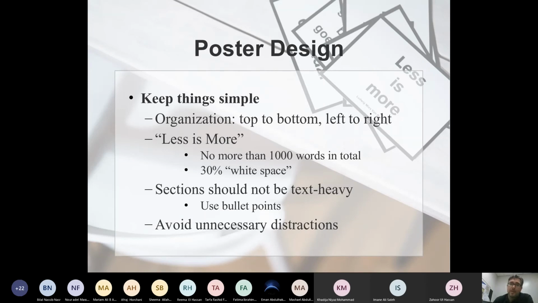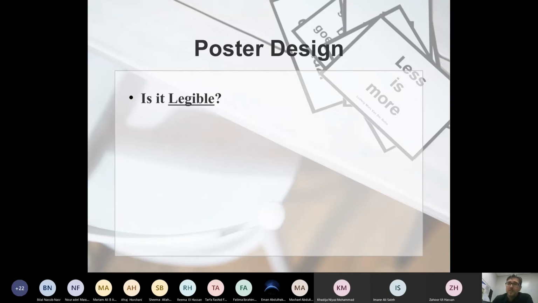Okay. In terms of text, a very common problem that I see on posters is that choices of fonts aren't always great, and also the font sizes are inappropriate. So we'll see some examples of that in a little while.